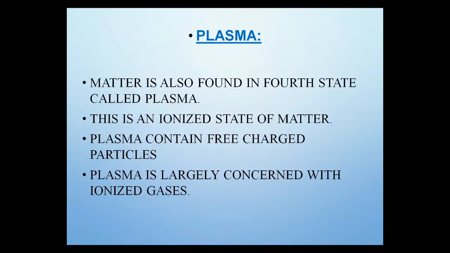The next is plasma, which is the fourth state of matter. This is an ionized state of matter, and the plasma contains free charged particles as well. Plasma is largely concerned with ionized gases. Simply, what is plasma physics? It consists of a gas of ions, atoms which have some of their orbital electrons removed, in the form of free electrons. So plasma physics is mainly concerned with ionized gases.